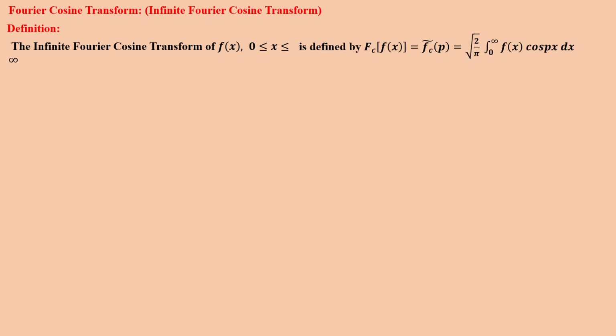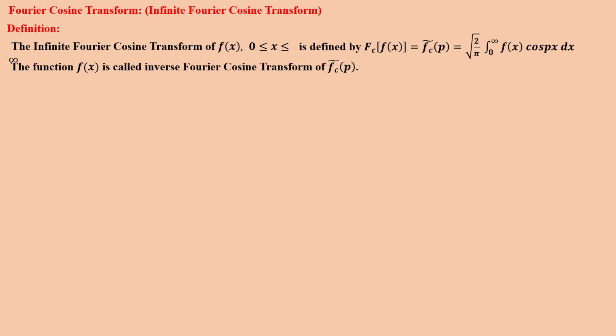Fourier cosine transform. Definition: the infinite Fourier cosine transform of f(x), where x lies between 0 to infinity, is defined by F_c(f(x)) = F_c bar of p, which is equal to root of 2 by pi integral 0 to infinity f(x) cos px dx. The function f(x) is called the inverse Fourier cosine transform of F_c bar of p.